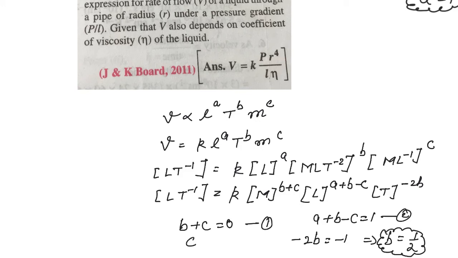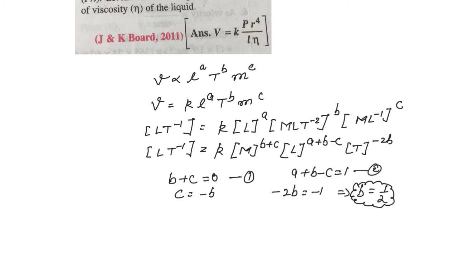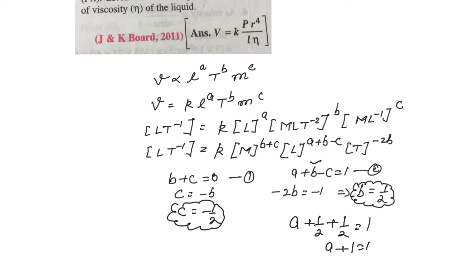If b is half, c is minus b. So c will be minus half. Now c is minus half. So I think we can find a by using this equation. So we can say a plus half minus minus half equals 1. So a plus 1 equals 1, that is a equals 0.